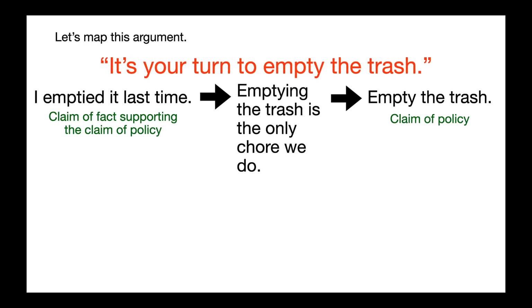Emptying the trash is the only chore we do. That seems to be your roommate's underlying assumption. It's called a warrant, by the way, this underlying assumption. And warrants are usually unstated. They are usually just assumed. They're called assumptions. Implicit. Now that we've exposed the warrant, how might we attack it?